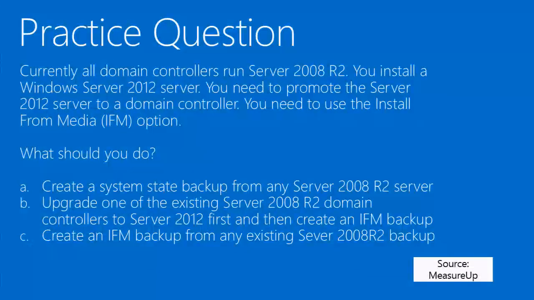Okay, quick question for you then on Active Directory before we move on to our last section. Here we have all domain controllers running Server 2008 R2 at present. You install a Server 2012 server. You need to promote the server to a domain controller, and you need to use the install from media, IFM, option. Okay, what should you do? Well, just before we answer that, what do we mean by that? We need to install a domain controller using the install from media option. What does that mean?